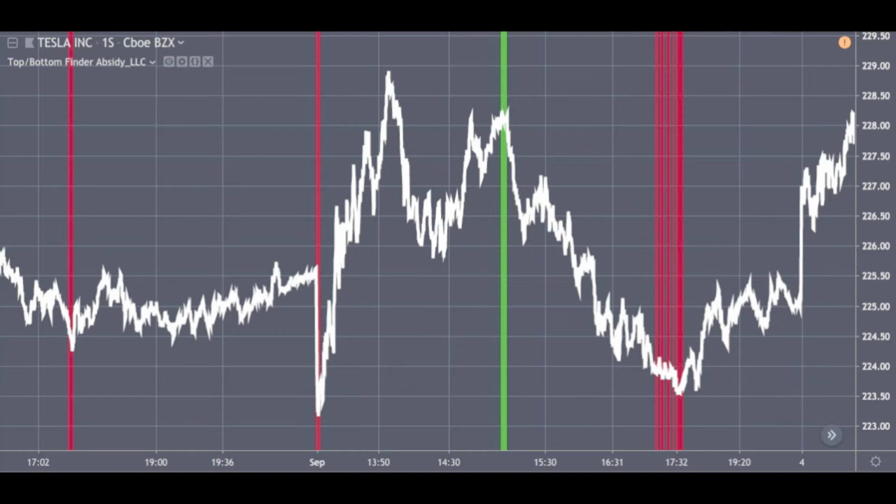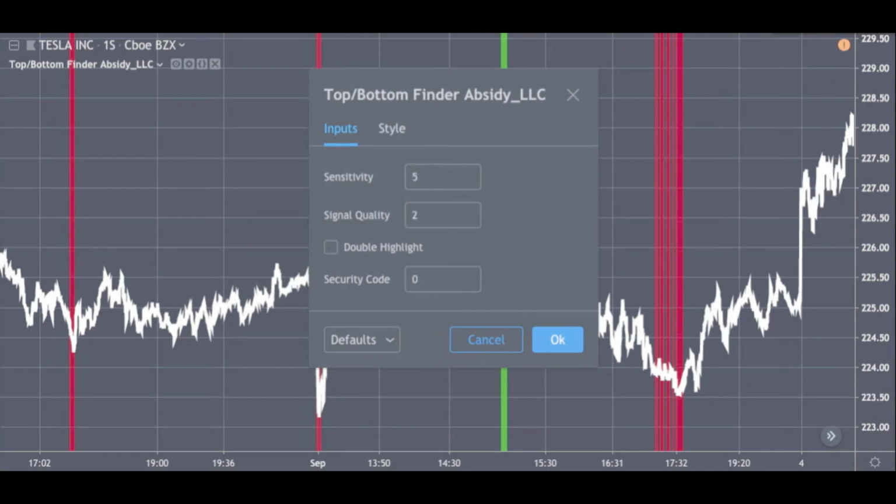The top bottom finder by Absidy LLC has just a few settings that you can adjust to your trading style. The first thing you can control is the sensitivity of the code. Now, when the sensitivity is set very high, you have very, very large and long-term opportunities. When the setting is set very low, you have opportunities that are going to come all over the charts. We'll look at this example in more detail later. Right now, we have the sensitivity set rather high at 5, because we're trading the 1-second charts of Tesla and only want longer-term opportunities on our scale of 1 second.